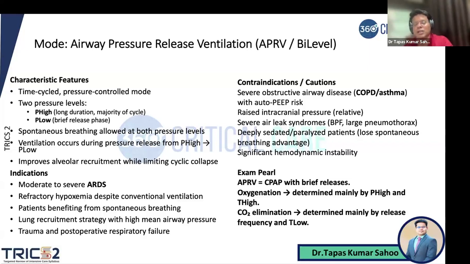It would not be a good candidate for your APRV mode. Now, in exam, they would be expecting that APRV is almost CPAP with brief release. Oxygenation is determined mainly by P high and T high, not P low, T low. And carbon dioxide is eliminated, but that is determined mainly by release frequency and T low. So these are the two things you should remember: how oxygenation is better here, and how carbon dioxide is eliminated here. And what are the things that determine this oxygenation and carbon dioxide elimination, or ventilation.